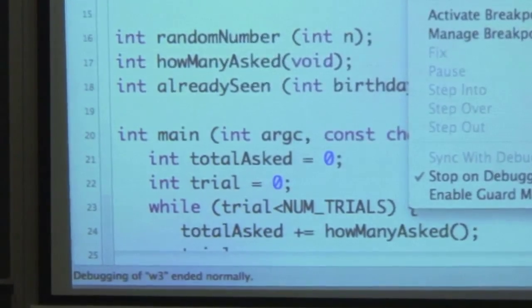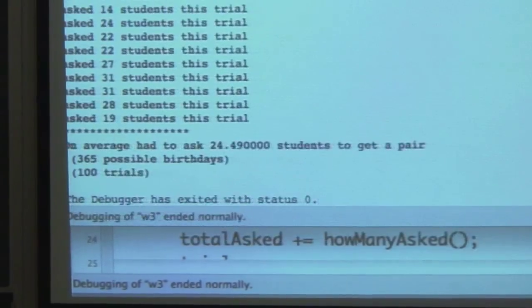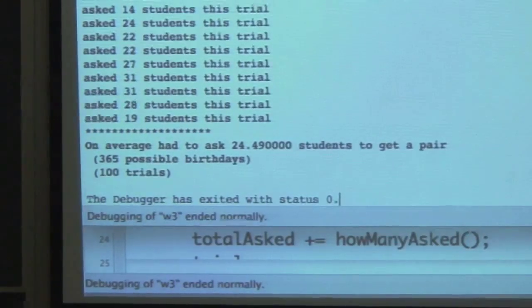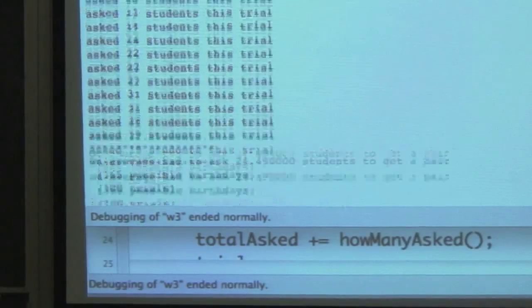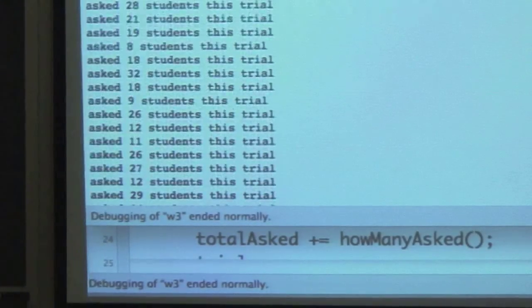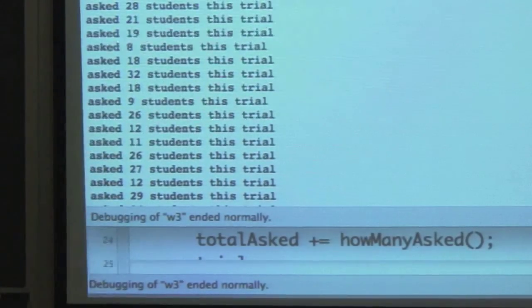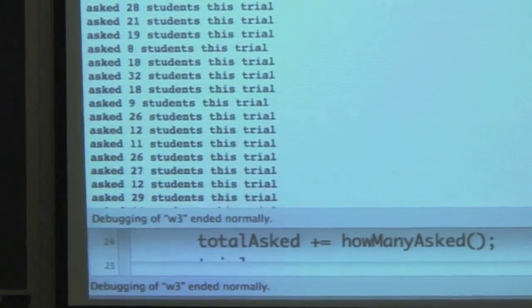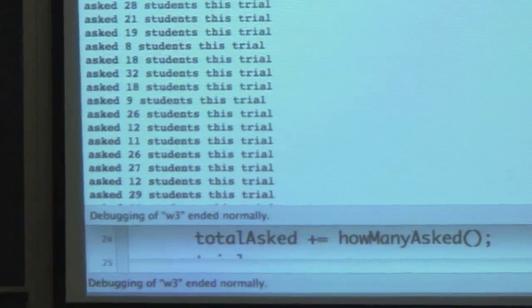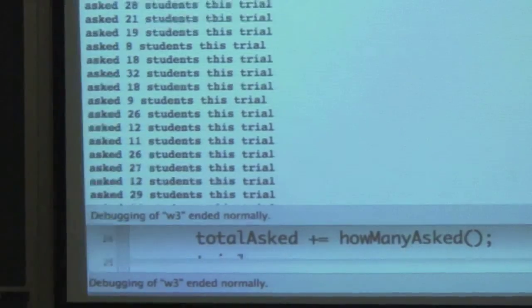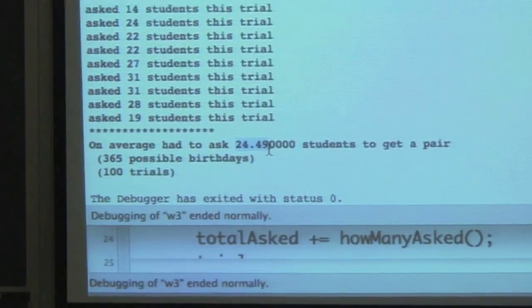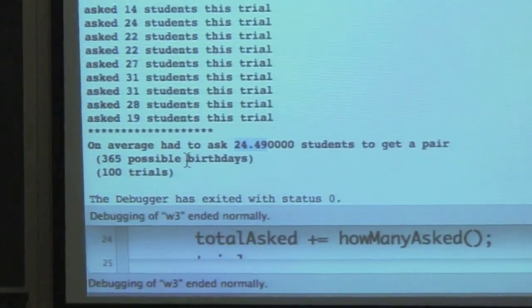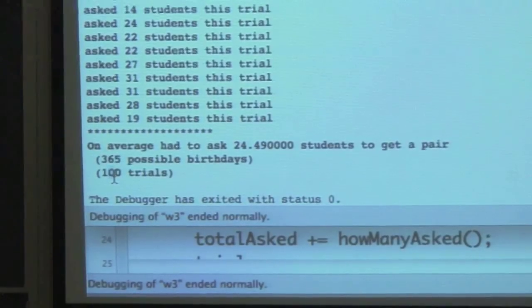Let's look at the console, the output. And it ran. Let's go again. It just zooped through everyone. There's 100 trials here. You can see each trial. I asked 12 students this trial. I asked 37 students this time. I asked 29 students this time. And down the end, it says, on average, how many students I asked was 24.49. So that's about what I thought it would be, roughly. And I did 100 trials. So are we convinced?